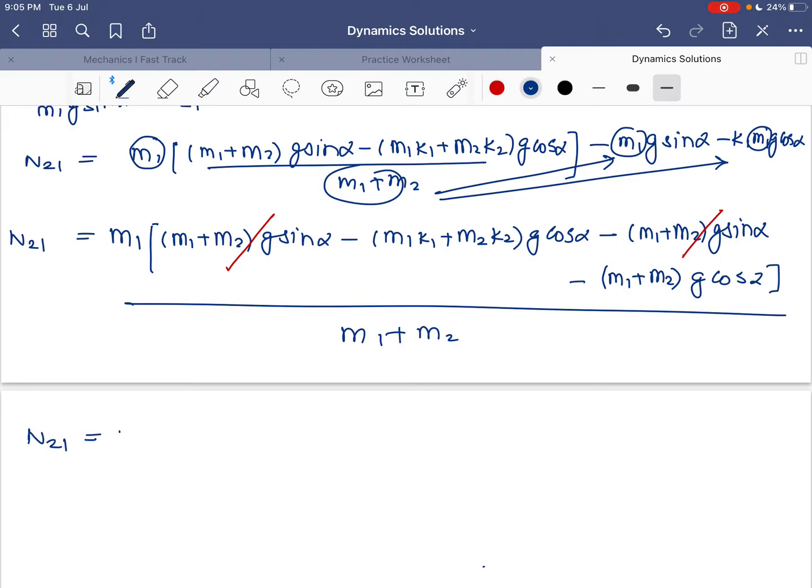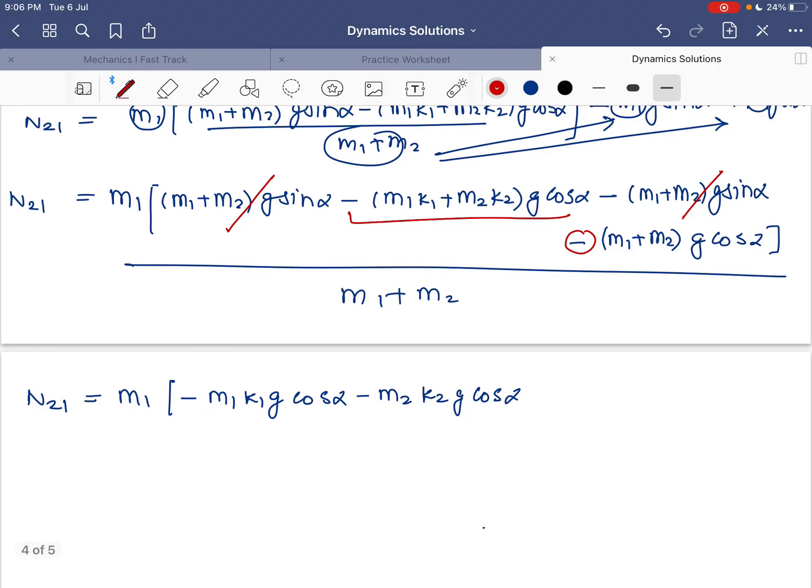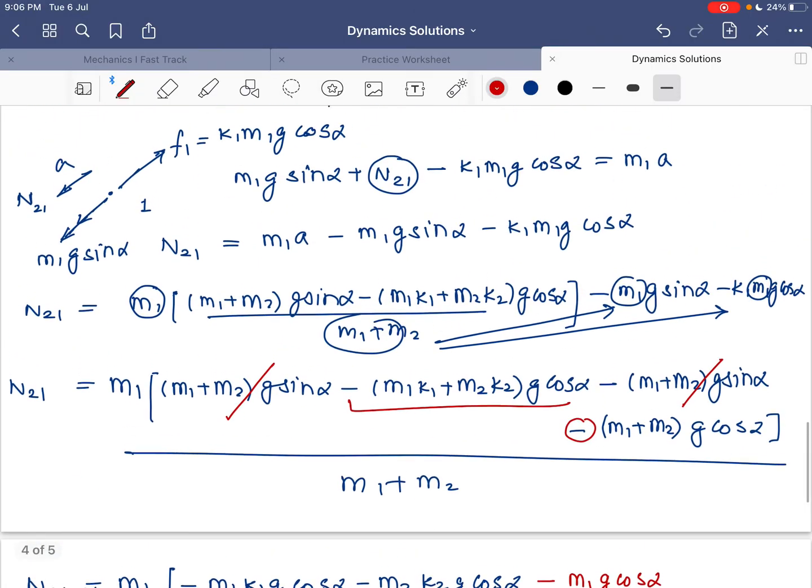N2 with the interaction force will be equal to m1 in bracket. Let's open. Now we have to open this bracket. So that comes out to be minus m1 k1 g cos alpha minus m2 k2 g cos alpha. Here this is also a minus sign, so it will be minus m1 g cos alpha.